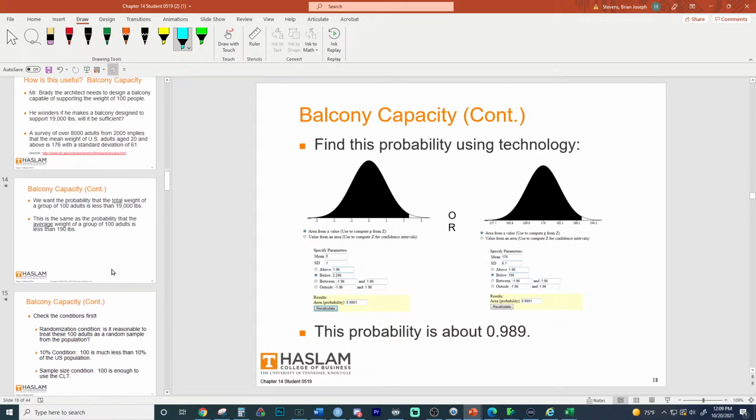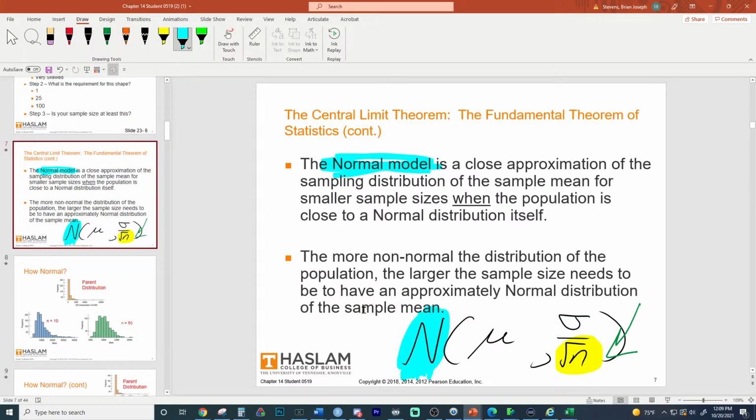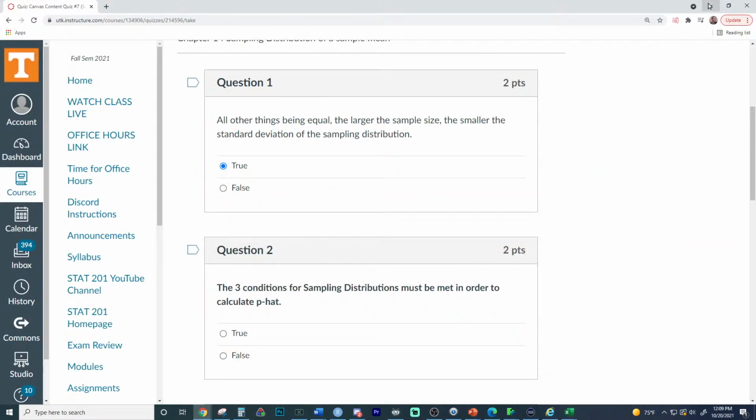What is this? The normal curve. Great job, CC, right there. Excellent work. So this is false. You do not need to meet the conditions to calculate p hat.